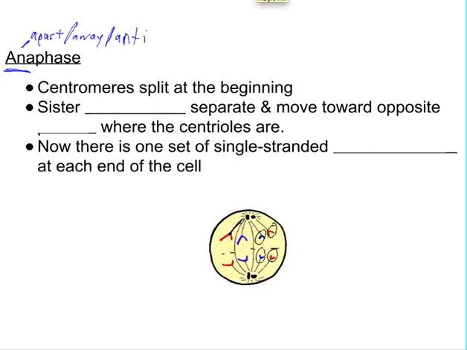But what was holding them together before? These sister chromatids? The centromere was. The centromere needs to break, right? If these things are going to split, the centromere needs to break. So the centromere splits at the beginning, then the sister chromatids separate and move toward opposite poles, the opposite poles where the centrioles are.